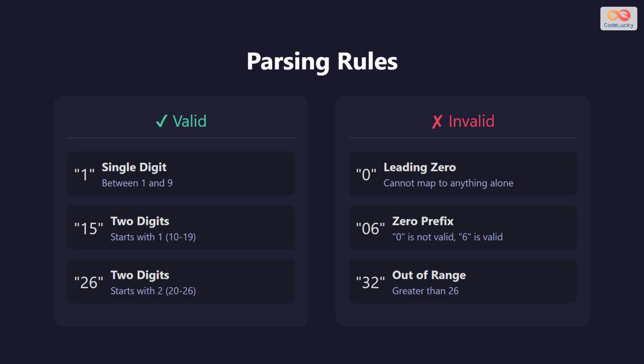Let's look at what counts as a valid number. Single digits 1 through 9 are valid. Two-digit numbers from 10 to 26 are also valid. However, a number cannot start with a 0. So, 06 is invalid, and 0 by itself is also invalid.